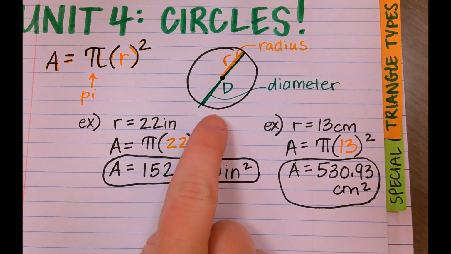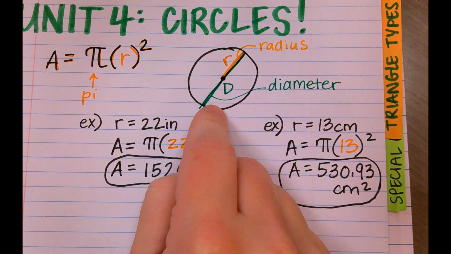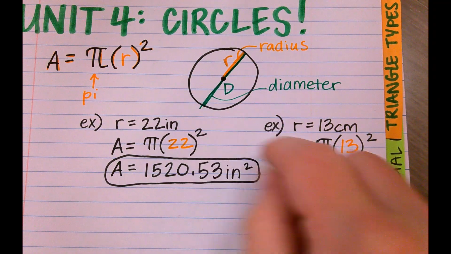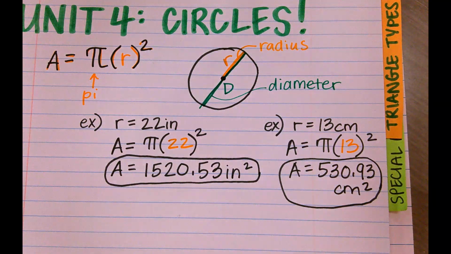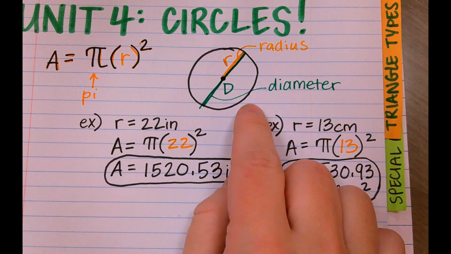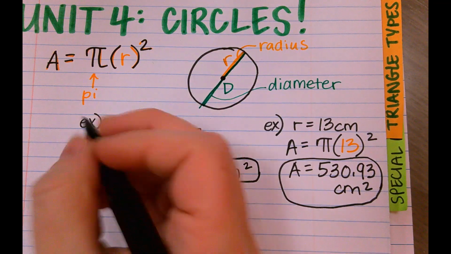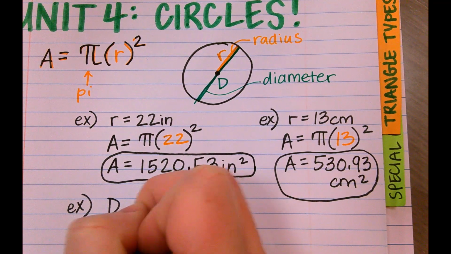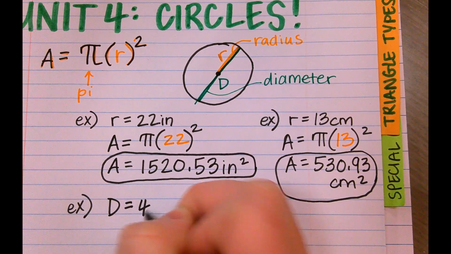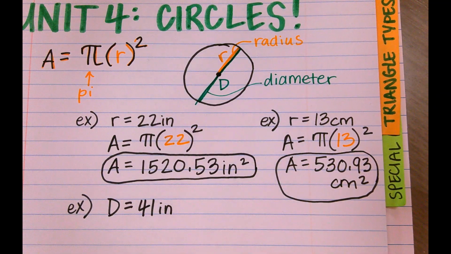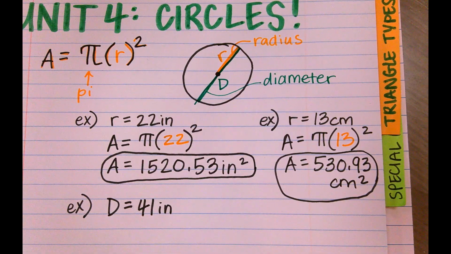So you notice my diameter is exactly double my radius. My diameter goes all the way across, my radius goes halfway across. So if I don't have my radius, but I do have a diameter, for example, let's say I tell you the diameter is 41 inches. How can I figure out my radius? Divide by 2. Yes. All you have to do is divide by 2.